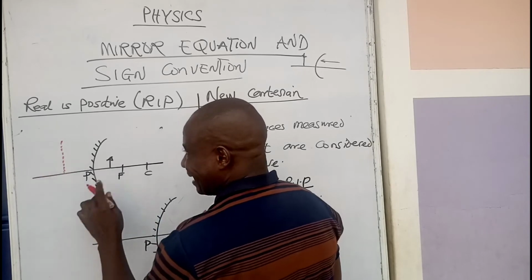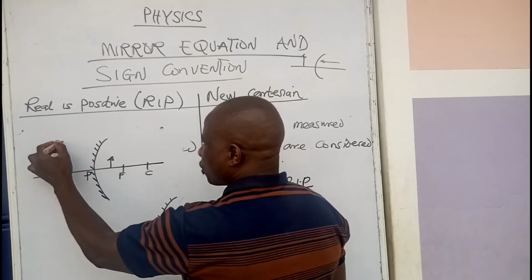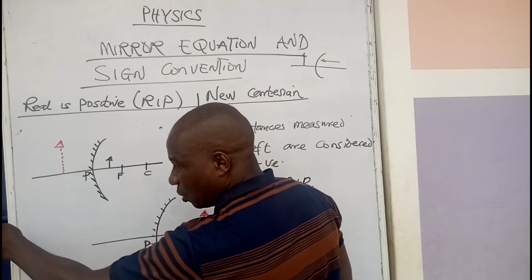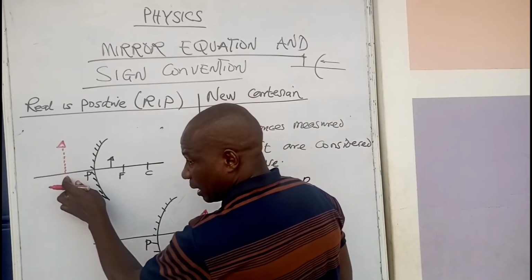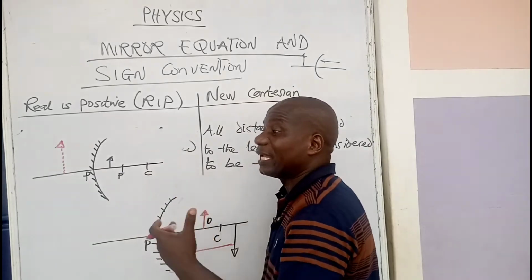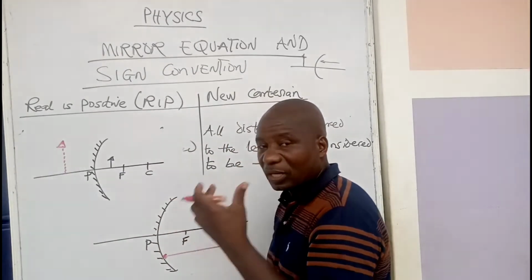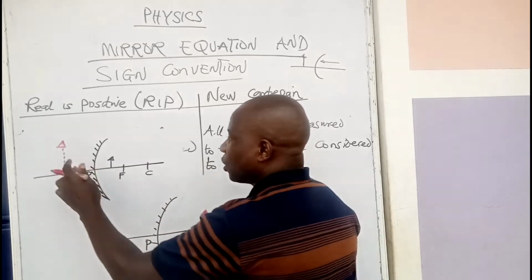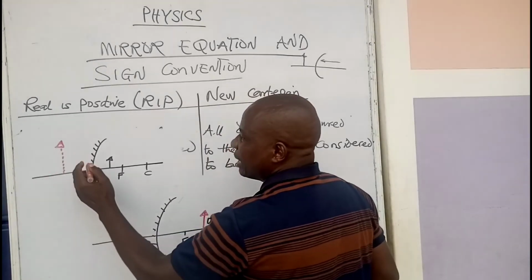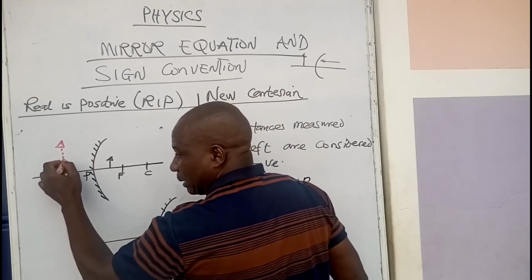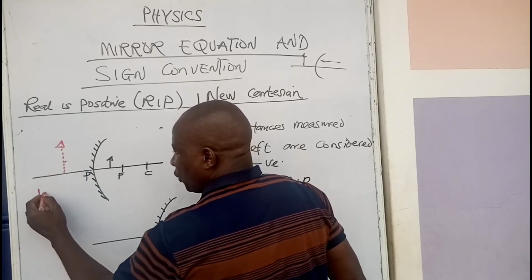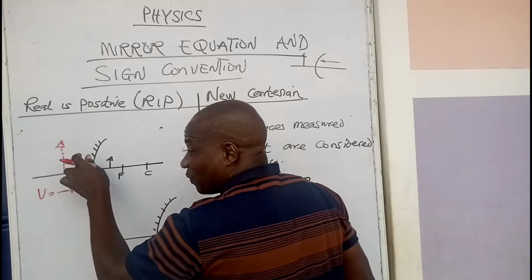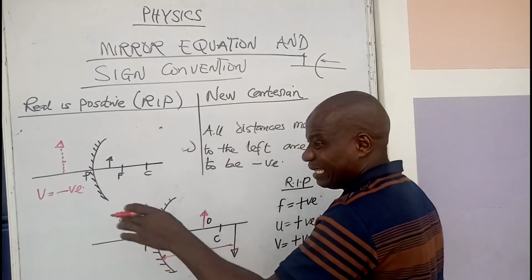At the back of the mirror. So since it's at the back of the mirror, this one is virtual. When you say virtual, it cannot be caught on the screen. Something that cannot be caught on the screen is called virtual. So this one is forming at the back. Now the distance of this one, V here, is going to be negative, because the distance of the virtual image is negative.